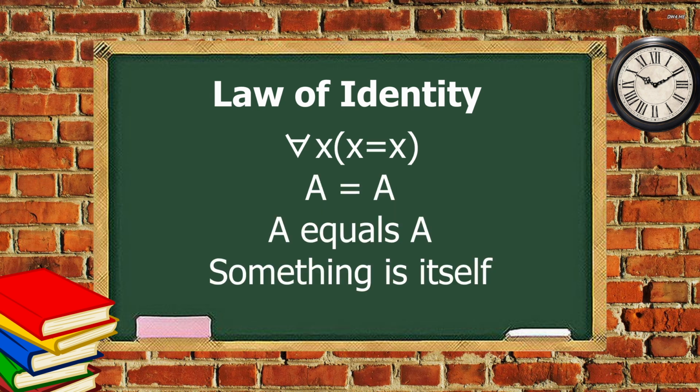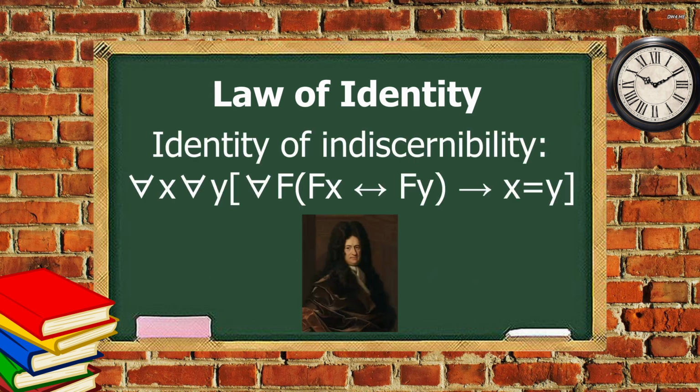Identity is a type of binary relationship which is between the object of equality and itself. This is very closely related to a second-order logical principle that Leibniz referred to as the identity of indiscernibles. Read as, for all x and y, if x and y have the same properties, then x is identical to y, where the term F of x represents the properties of x, and the term F of y represents the properties of y.